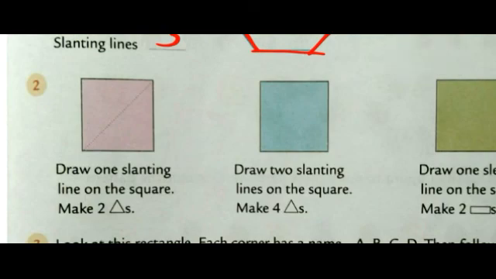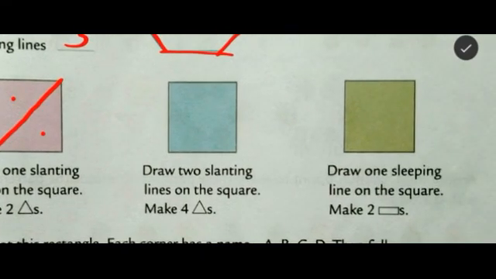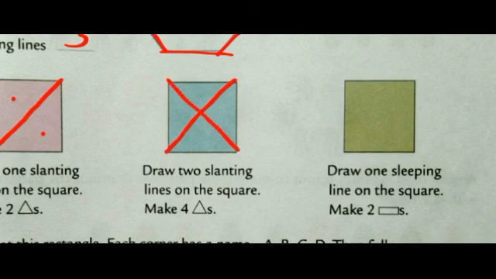See the first figure. Draw one slanting line on the square. Make 2 triangles. So, this one is already done. When you make one slanting line on the square, it will give you 2 triangles. One here, one this side. See the next one. Draw 2 slanting lines on the square and make 4 triangles. So, we have to make 2 slanting lines. 1, 2. So, see, it will give you 4 triangles. 1, 2, 3, 4.